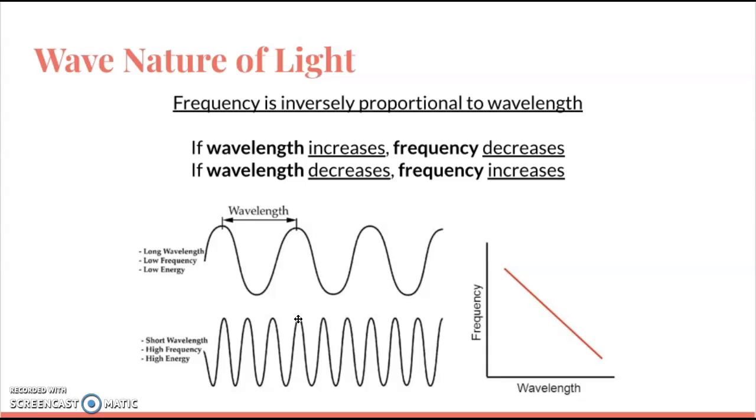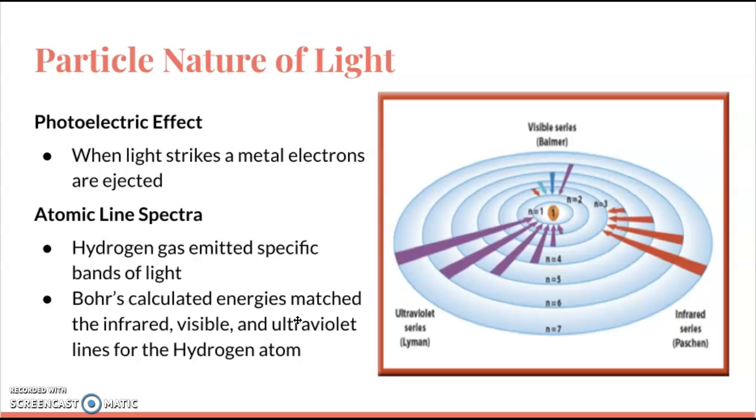If I come down here though, my wavelength decreases. My space is smaller, and I have 1, 2, 3, 4 waves that have gone by per second. So you need to keep in mind that as wavelength increases, frequency decreases. If wavelength decreases, frequency increases. So they're opposite of each other. They're inversely proportional. That's what that means.